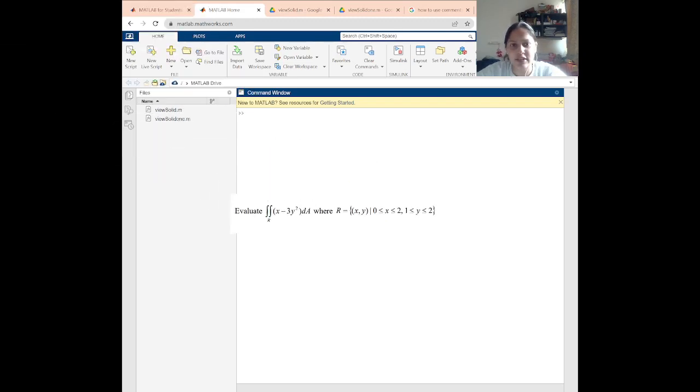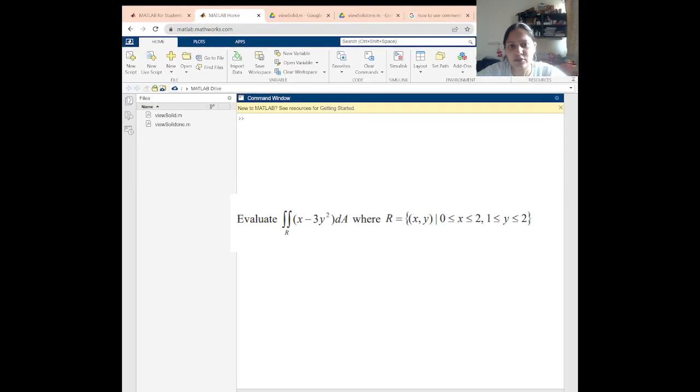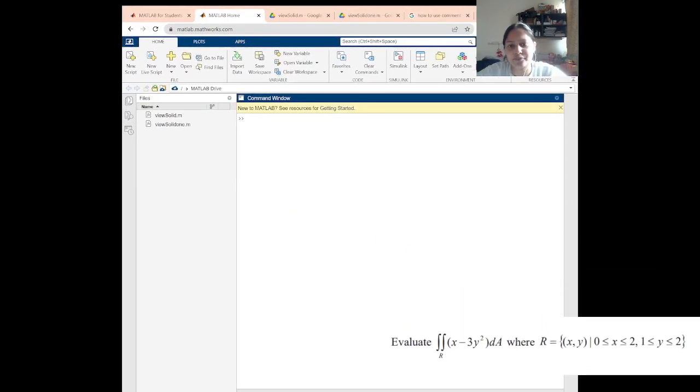So this is our next question, which is not very complicated. Here, instead of the limits, we have been given a double integral, but R is in the form of a set. But here again we are given the limits of x and y, so it is very easy for us to use it.